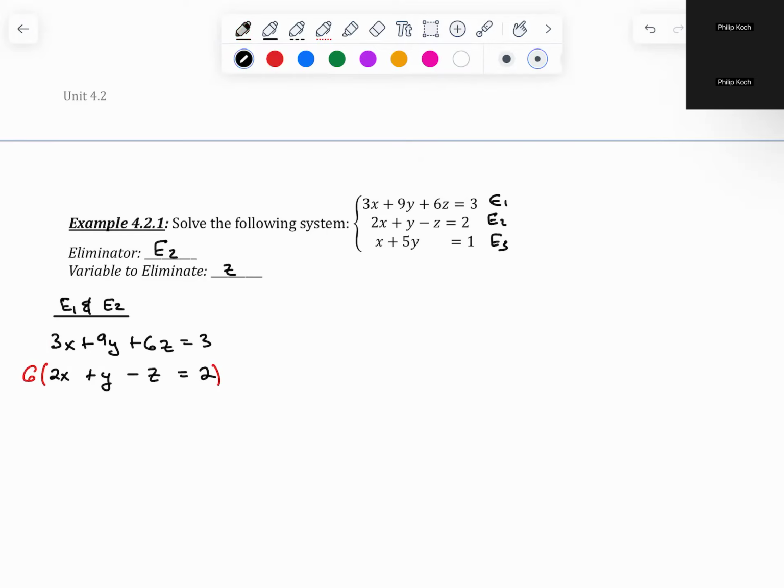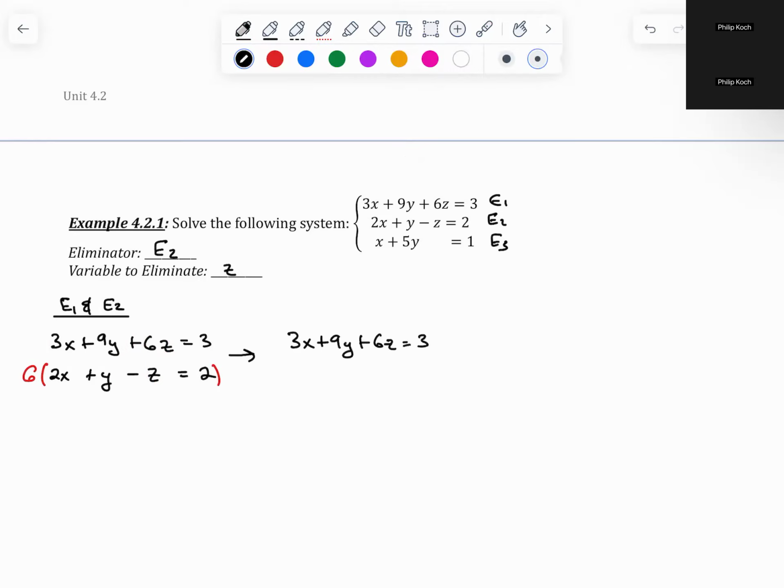Well, why'd you use the six? So I'm trying to make sure that these two z terms have the exact same coefficient but opposite signs. They already have opposite signs, but I need them to have the same number too. Because right now we're trying to eliminate z. Yes, exactly right. So we've got 3x plus 9y plus 6z equals 3.